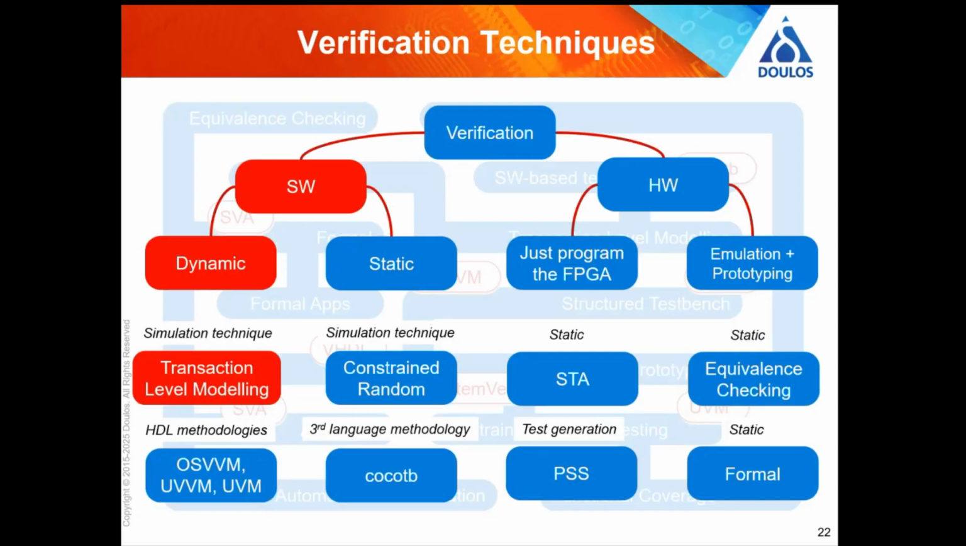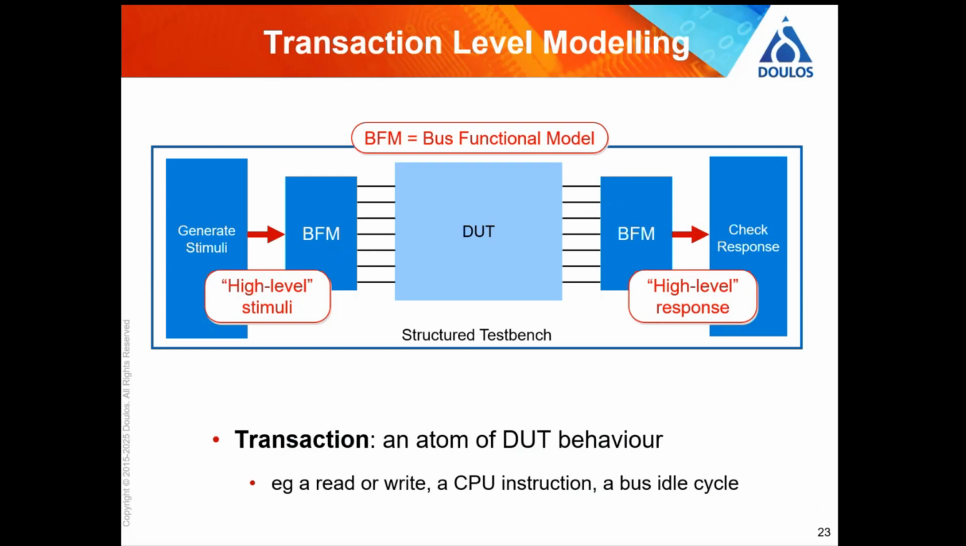So let's move on to a technique called transaction level modeling. And with transaction level modeling, instead of generating the inputs to the design under test manually, we generate a stream of something called a transaction. And a transaction is something that the design under test, I'm going to say DUT, something that the DUT can do. Our design under test, our DUT, is a memory.